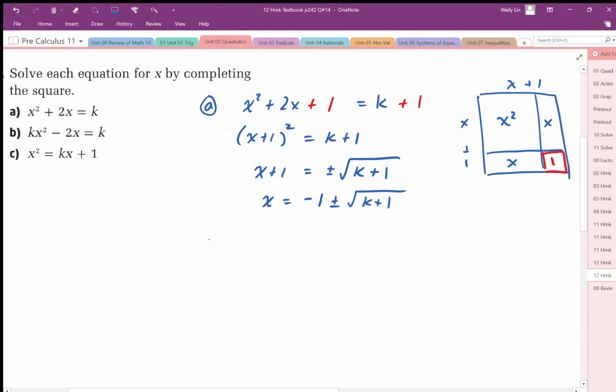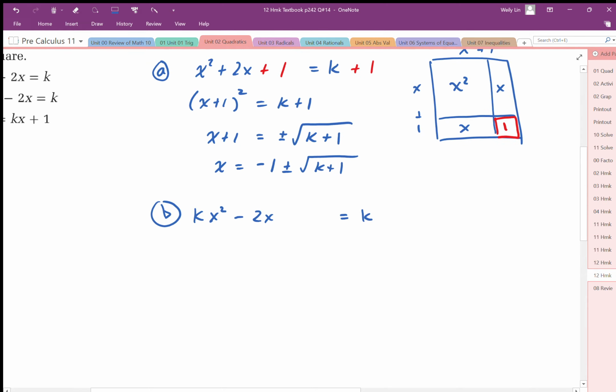For b, we'll do the same thing. We're going to set this up as kx squared minus 2x, and that's equal to k. Now, with that extra k there, it's going to be hard to make a square because the k is not necessarily symmetrical. It's not necessarily a square, and we need a square to start with up here to be able to complete the square. So the first thing we're going to do is divide everything by k.